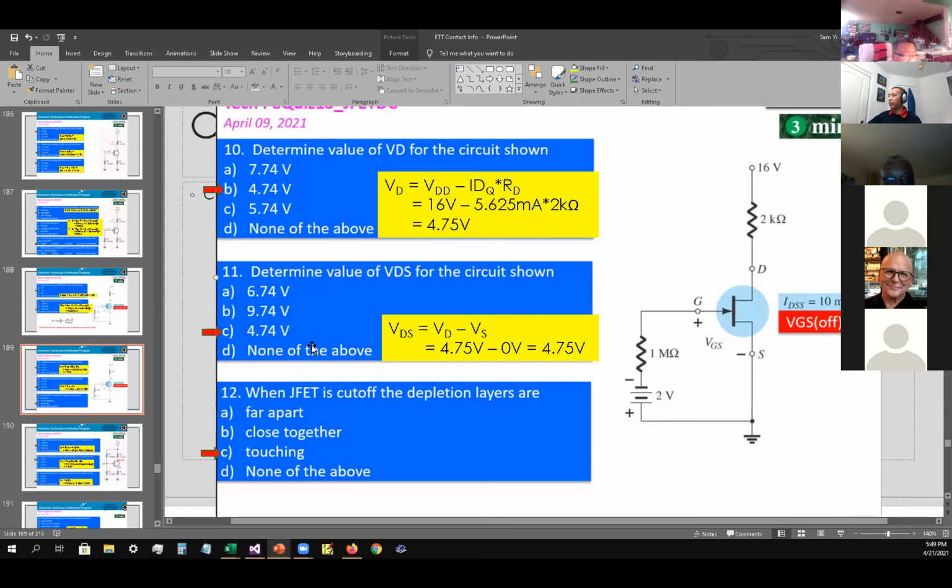Number 11, determine the value of VDS for the circuit shown, okay? So now we just apply the formula. So here's VD, and so VDS equals VD minus VS. We know from number 10 that it's 4.75 volts for VD, minus the 0 volt for the source, because it's connected to the common. So that comes to 4.75 volt. So the answer is C for 11.